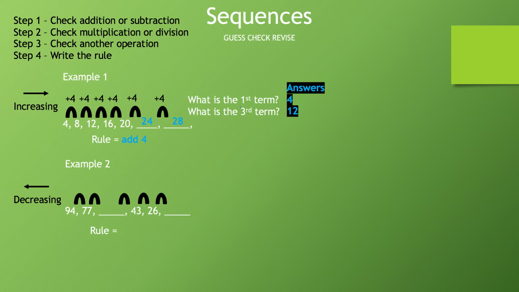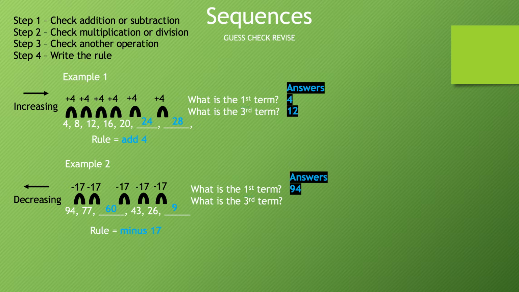We took a few guesses, and the answer is minus 17. So that means the missing numbers that you'll find are 60 and 9. And my rule is minus 17. And then what's the first term? 94. What's the third term in this case? 60.